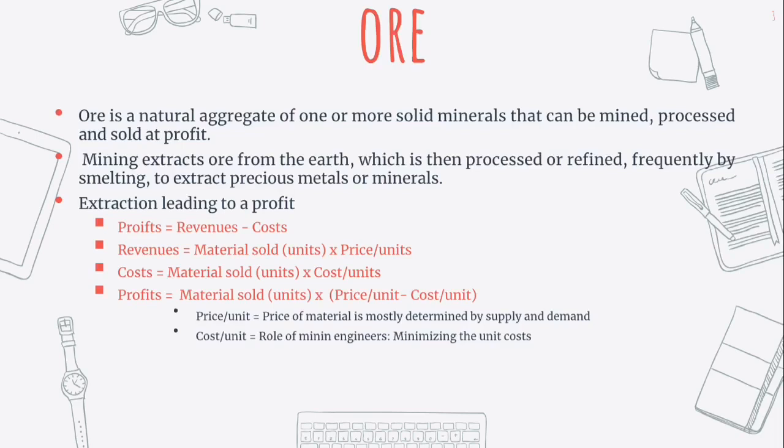Profit equals revenues minus cost. Revenues equal material sold times price per unit. Cost equals material sold times cost per unit. Profit equals material sold times price minus cost per unit. The price per unit means the price of material is mostly determined by supply and demand, while the cost per unit means the role of mining engineers is minimizing the unit cost.